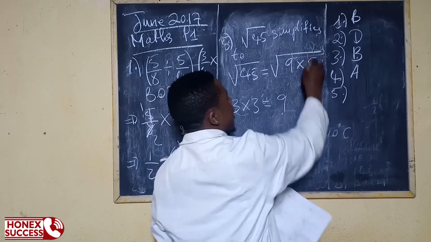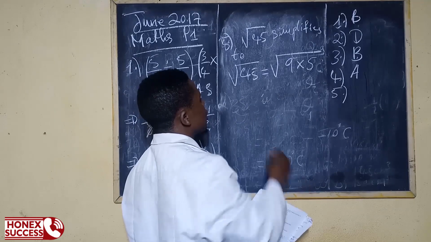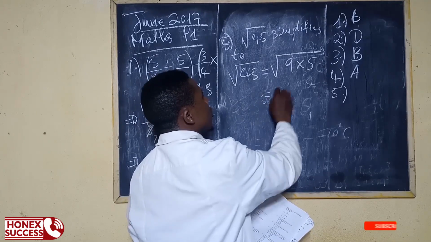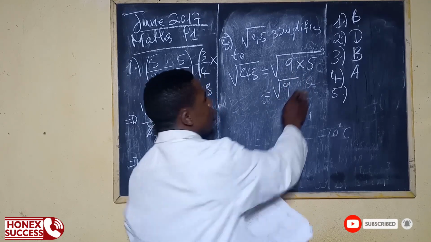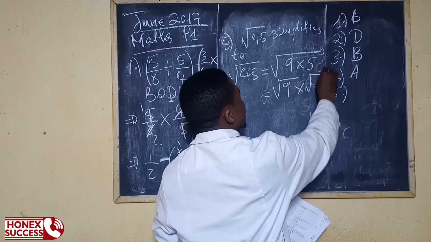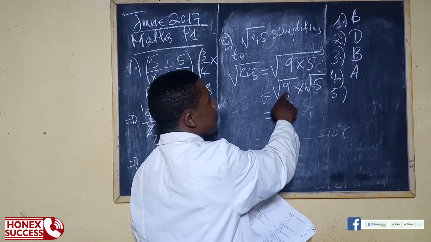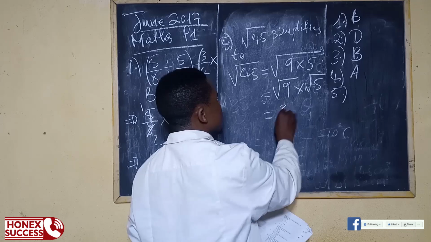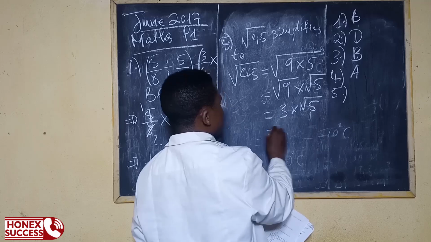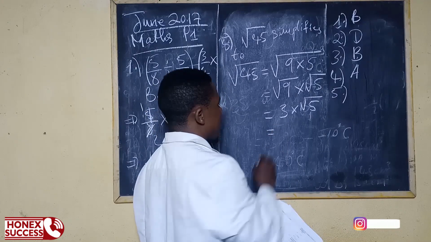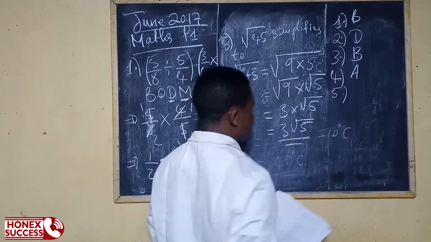It will be equal to, we separate the square root sign, the square root of 9 alone times the square root of 5 alone, which is equal to, the square root of 9 alone will give us 3 times root 5, which can be written as the final answer, 3 root 5. That's it. If you check the options that are given, D is actually the right answer.